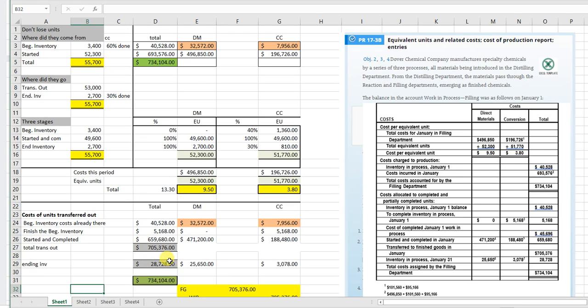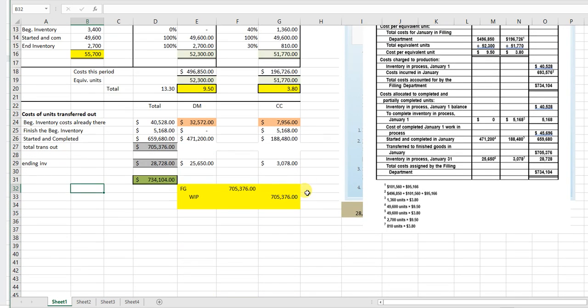Okay, so an important thing is next period, this becomes beginning inventory. So next period, this number would be 2,700 units, 30% done, total cost of 28,728, materials cost of 25,650, conversion cost of 3,078.